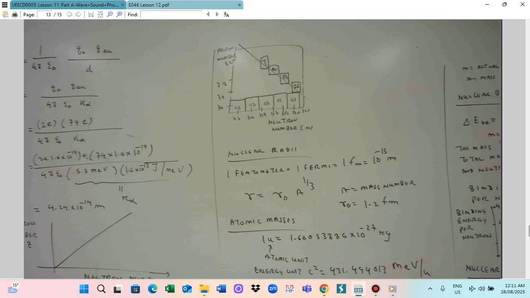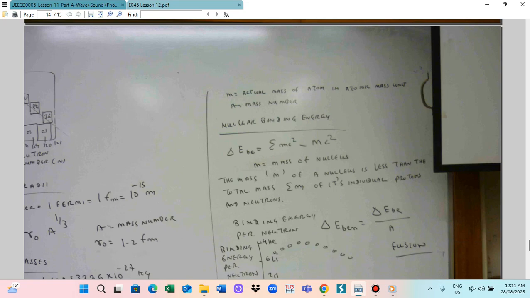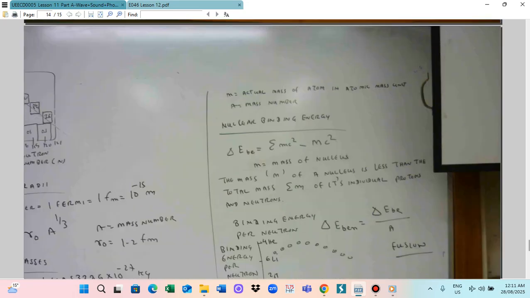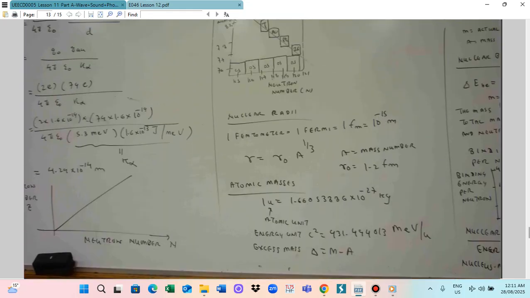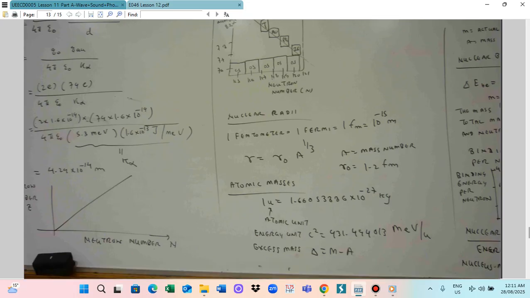Nuclear rigidity. The nuclear rigidity can be measured by the unit, the femtometer, or Fermi. 1 Fermi, 1 femtometer, equal to 1 Fermi. You can use the symbol Fm. This is equal to 10 power minus 15 meter.